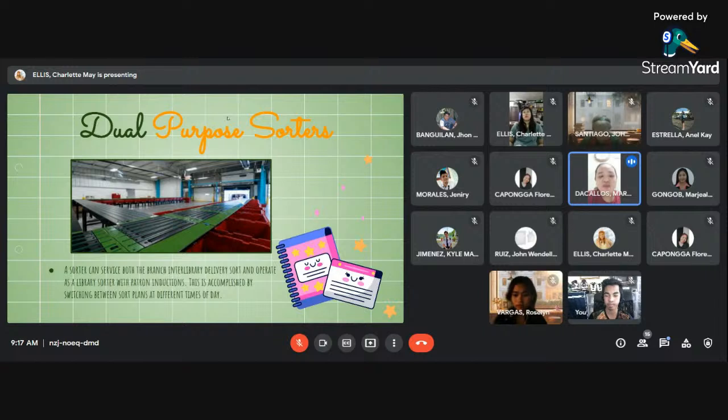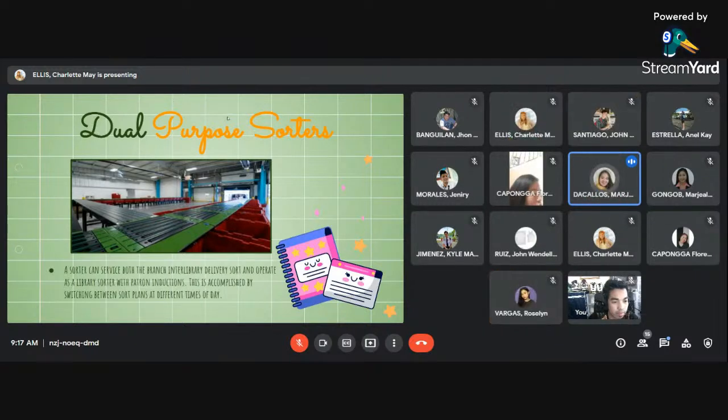The dual purpose sorters are accomplished by switching between sort plans at different times of the day, or at the times indicated.